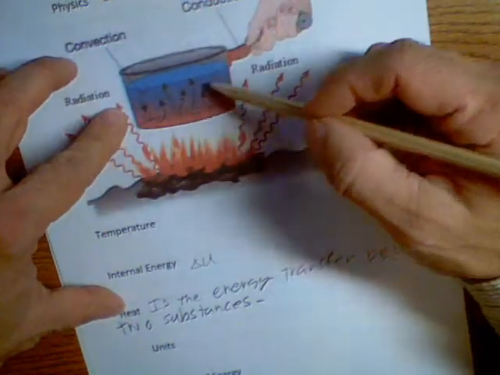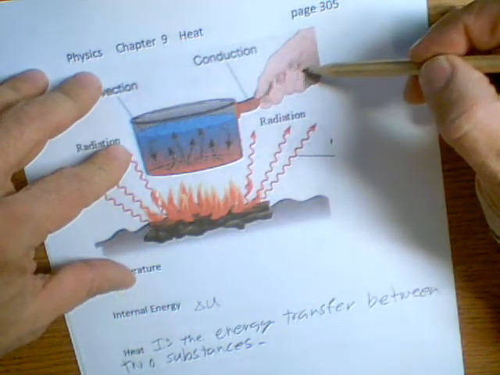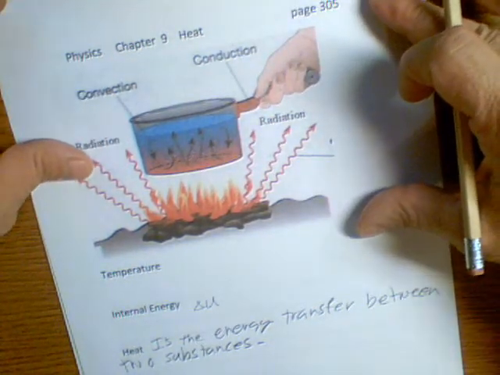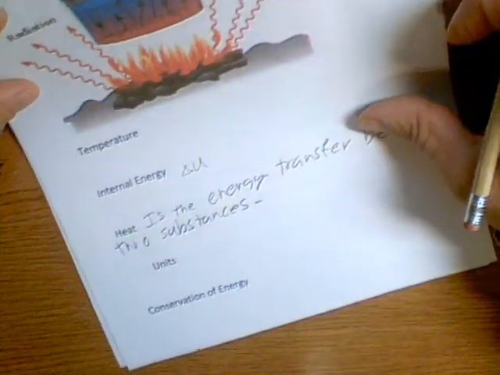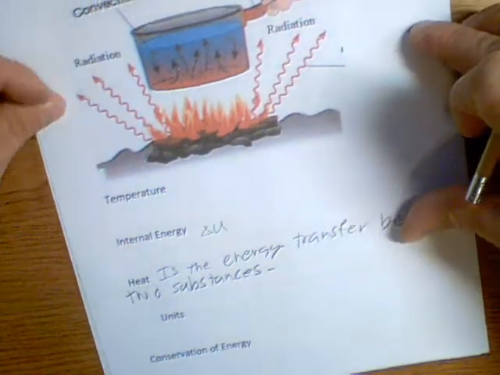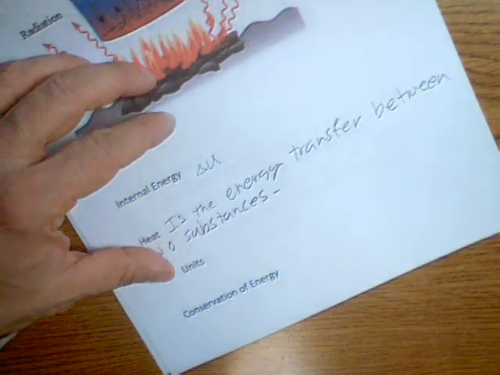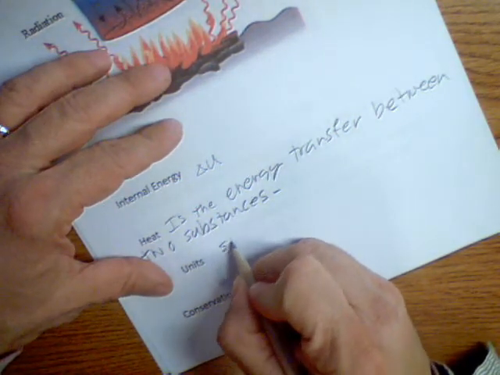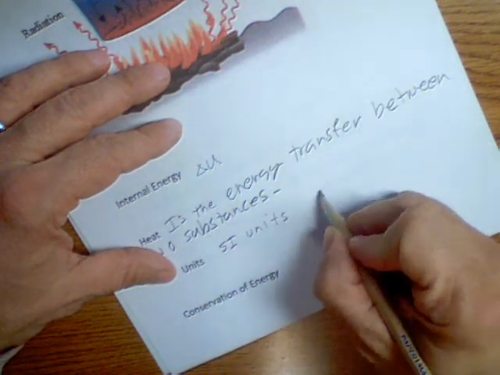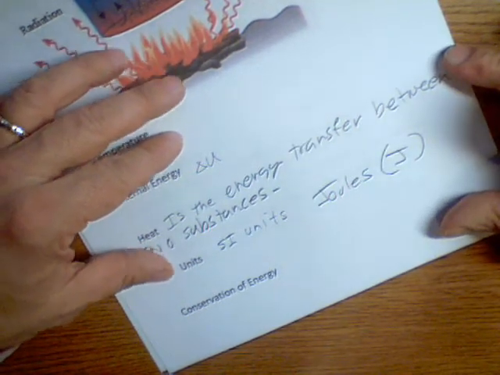So heat doesn't flow. Heat doesn't flow from the fire to the pot to the hand. Energy flows, and we describe the heat as that transfer of energy. So we have to be very specific about the vocabulary that we use, because that could cause us problems with multiple choice questions. So the SI units for heat, the System International units for heat, are joules. All right? Those are the units for heat.